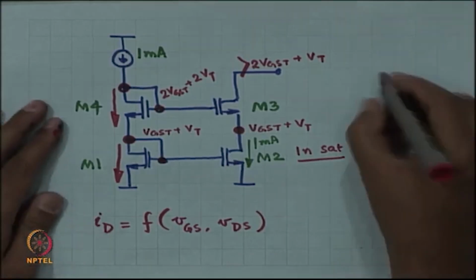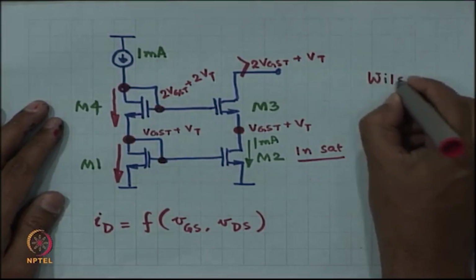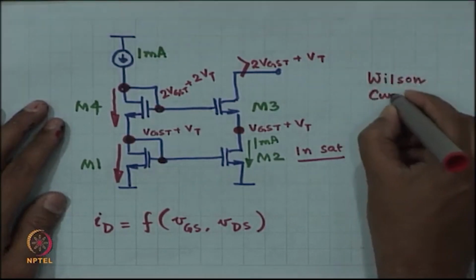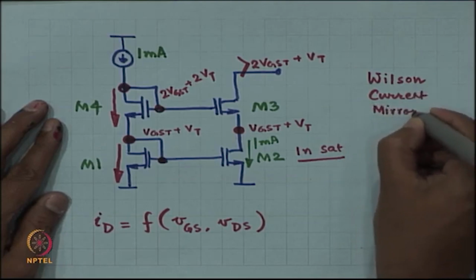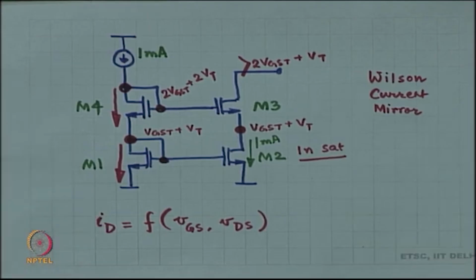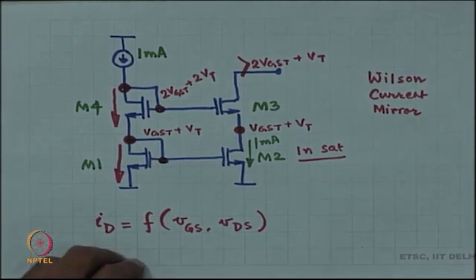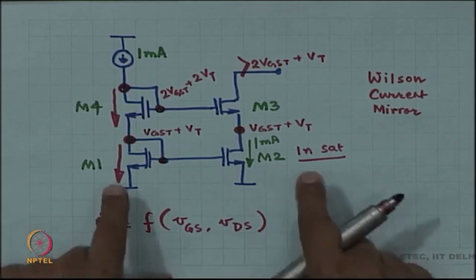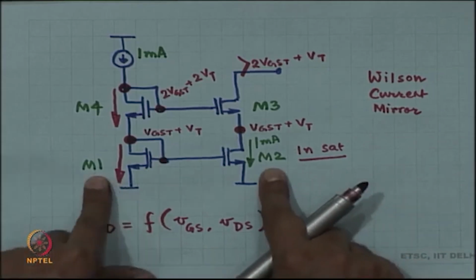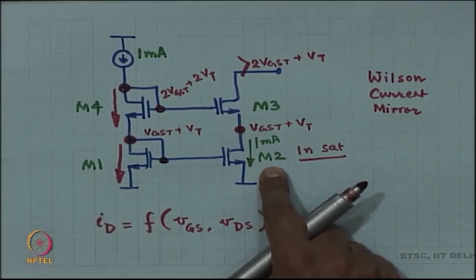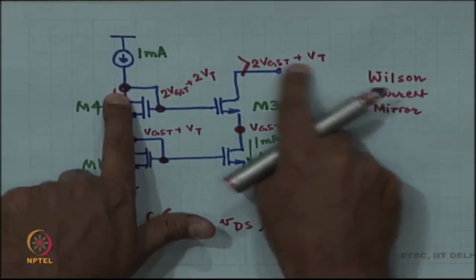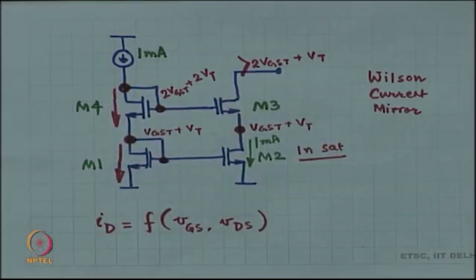This particular current mirror is called the Wilson current mirror, named after the gentleman who designed this circuit for the first time. This particular current mirror has one important feature, that both M1 and M2 conduct exactly the same current, unlike in the other versions. If this is 1 milliampere, this is exactly 1 milliampere. That is one important feature.